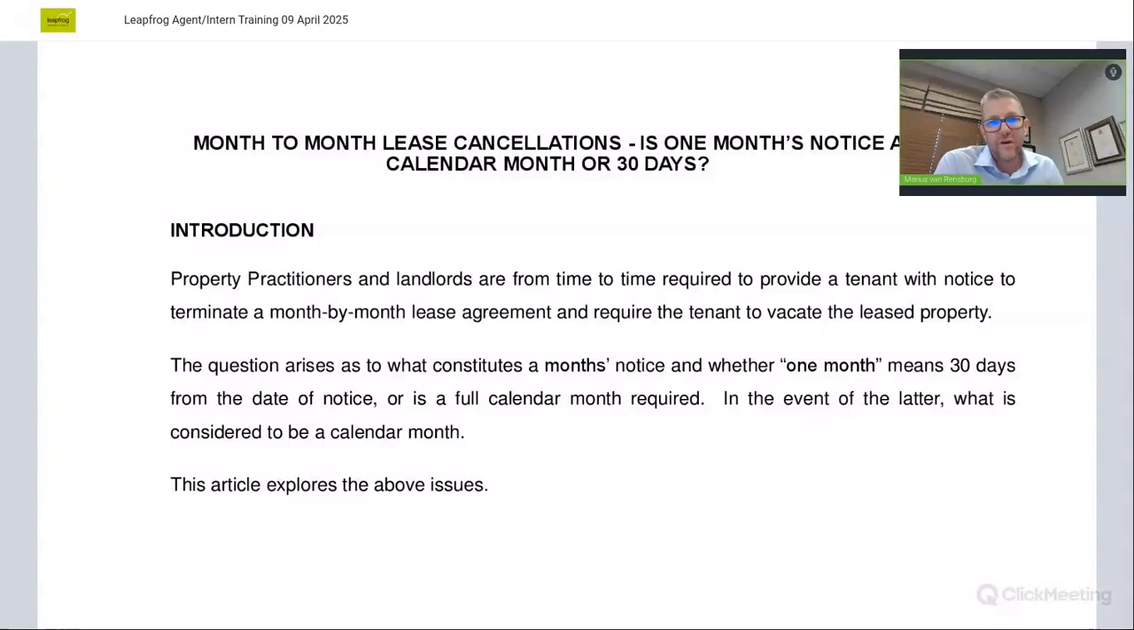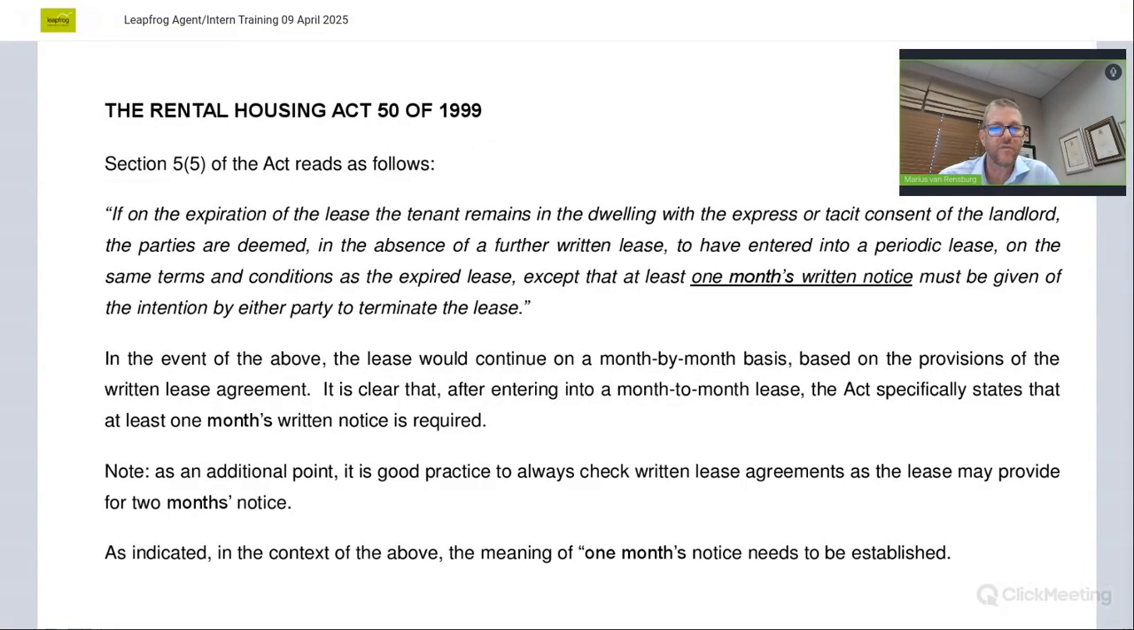So as I indicated earlier, the question is, if you must give a month's notice, what does 1 month mean? Does it mean 30 days notice, or does it mean a full calendar month? And if it means a full calendar month, what is a full calendar month? What does that actually entail? So the first place we need to look at is the Rental Housing Act.